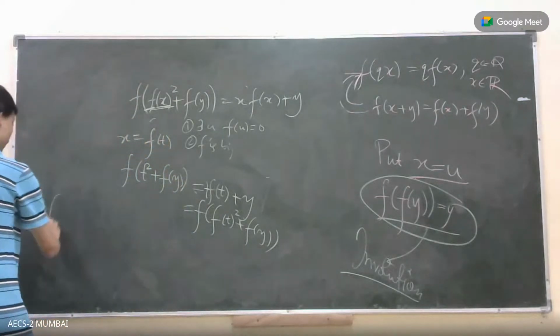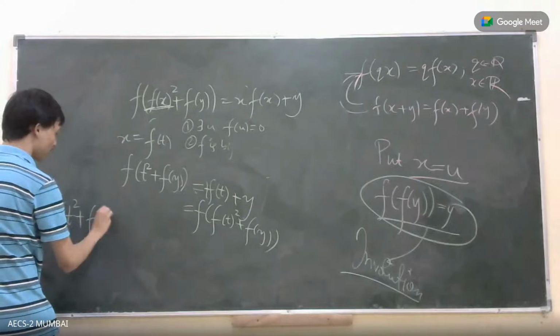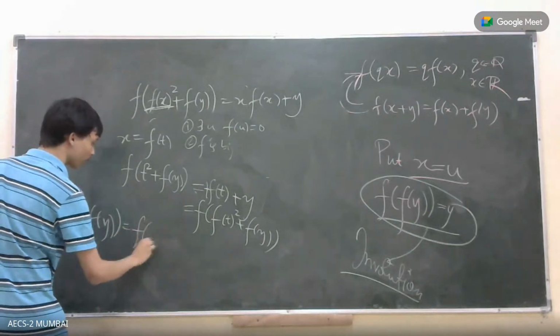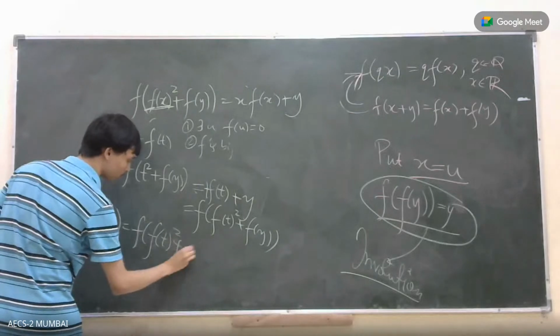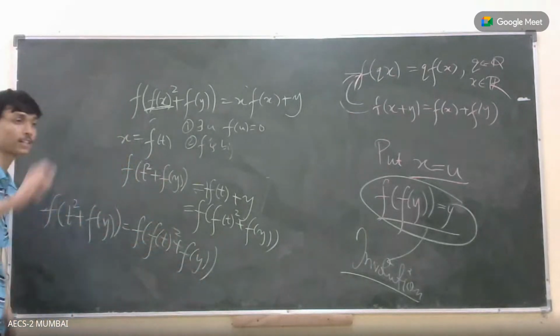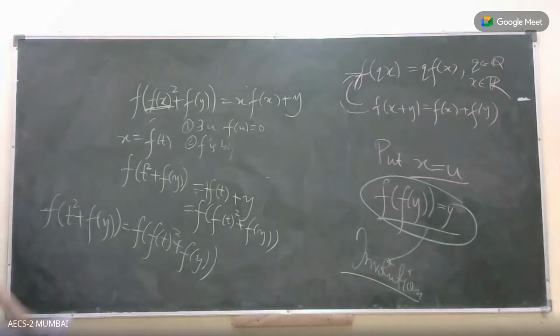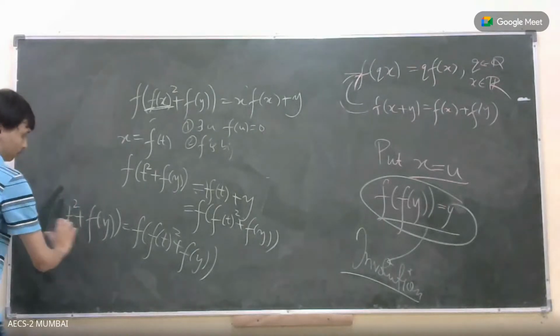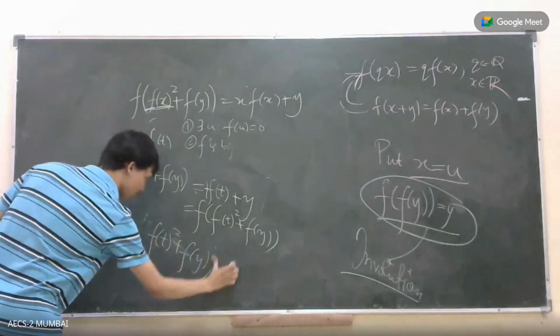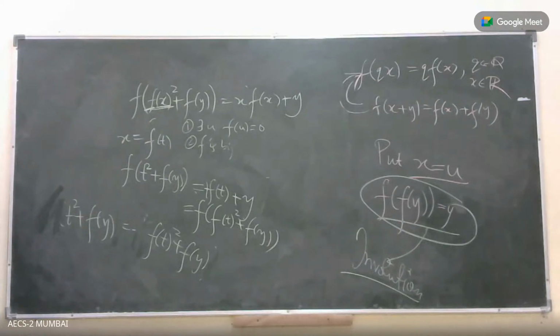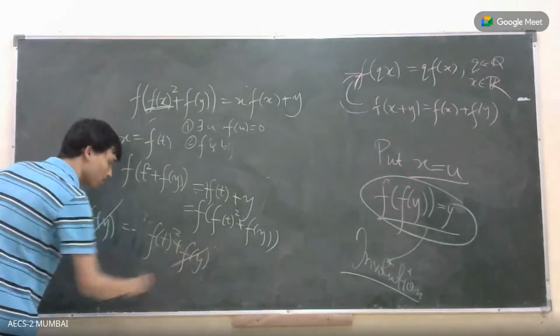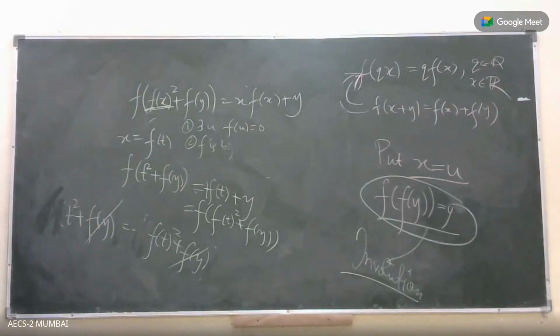So what do you get? f of t squared plus f(y) is f of f(t) squared plus f(y). f is bijective. In particular, it is injective. When you have an injective function, what can you do? If f of input 1 is equal to f of input 2, what do we have? Input 1 is equal to input 2. What do we get from here? So what is f(t)? Plus minus t.